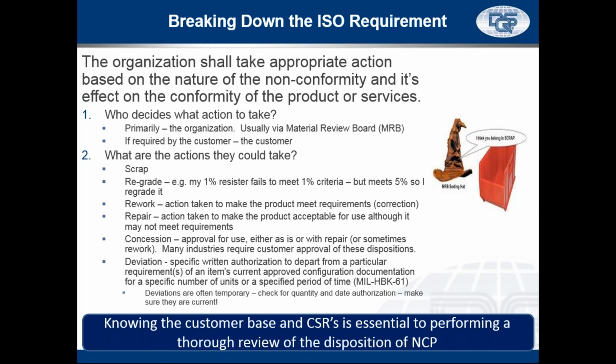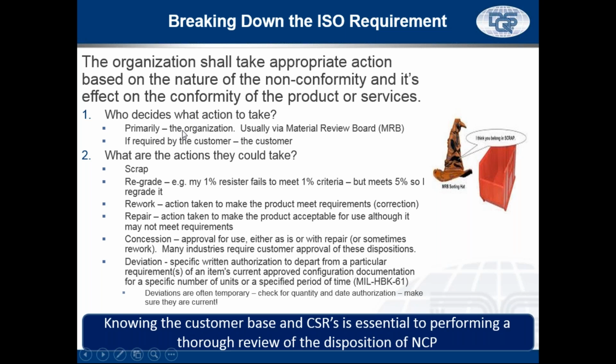Next part of the clause: the organization shall take appropriate action based on the nature of the nonconformity and the effect on the conformity of the products and services. So who decides what action to take? Well, the organization decides who decides, primarily. It could be a quality manager, it could be operations, it could be a material review board. It's whoever they define. Now, interestingly enough, there's no requirement for a procedure in clause 8.7. That does not mean that they don't have to define responsibility and authority, because we all know that falls under clause 5.3. So they have to define who can make the dispositions.